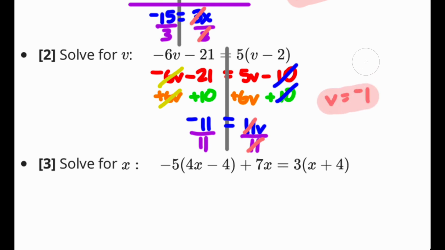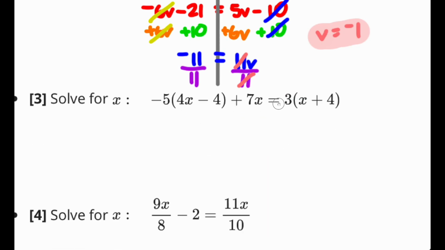So now if you plug that negative 1 into the original equation, you would get 6 minus 21, which is negative 15. If you put the negative 1 on the right side, you're going to get negative 1 minus 2 is negative 3. Negative 3 times 5 is negative 15. So you would get negative 15 for both sides. So that does check out. Let's go on to the next one.